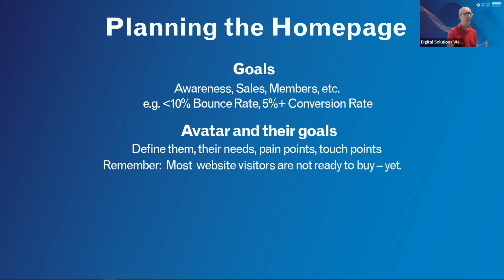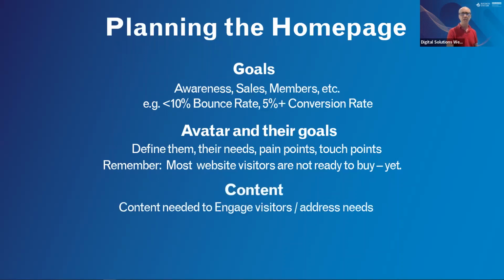Because you've got to think, not everyone that's coming to your website is ready to buy yet. Depending on where they are in their journey, they might just be at a point where they're doing research or considering different options. So this is where you need to think about different types of content for each of their needs, depending on where they are in that journey. So that comes next: the content you need to engage those visitors and to address their needs.